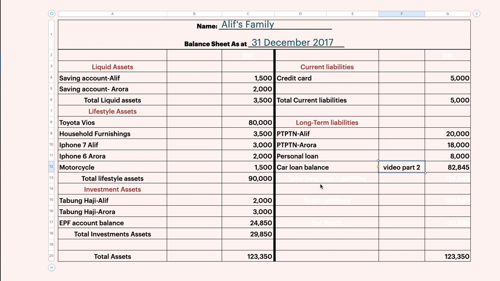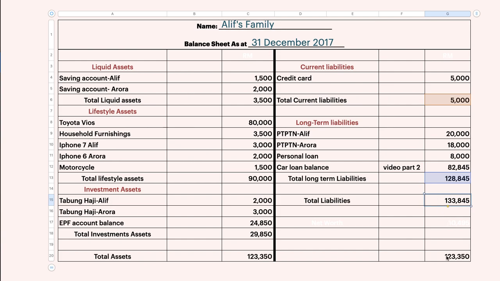Okay, and then you total the long term liabilities, and you will get 128845. Then you total the total liabilities, and you will get 133845. So this one plus this one.